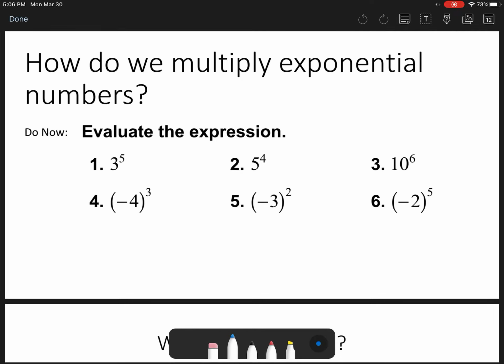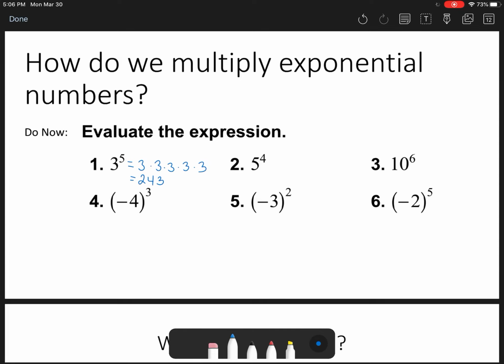Evaluate the expression. We have here 3 to the 5th power. That means that we're multiplying 3 by itself 5 times. 1, 2, 3, 4, 5. And 3 to the 5th power is going to give us 243.